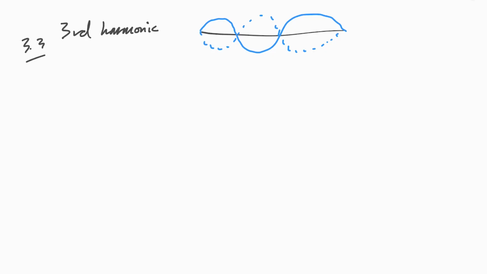Okay, we've been asked to label nodes and antinodes. Of course, nodes in the middle, antinodes at the peaks. That's easy. 3.4. Strings vibrating freely.